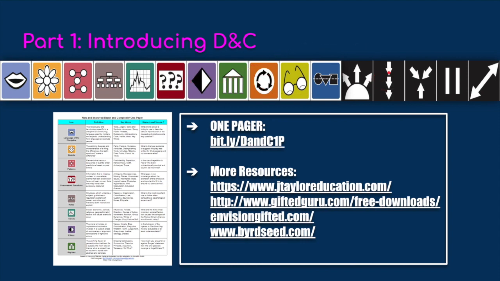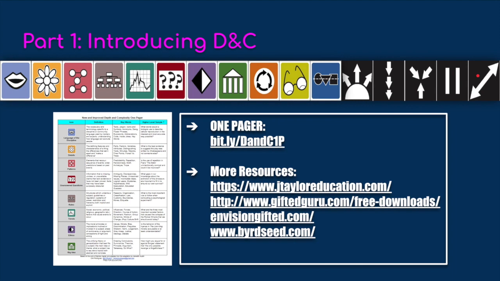the newer content imperatives. So starting over here at the left, the lips are language of the discipline, flowers detail, the little zigzag pattern is patterns, the org chart looking thing is rules, this is trends, unanswered questions, the black and white diamond is ethics, the Parthenon looking structure here is big idea, change over time, multiple perspectives. This is across the disciplines. Then over here we have origins, contribution, convergence, parallel, and then finally paradox, one of my favorites.